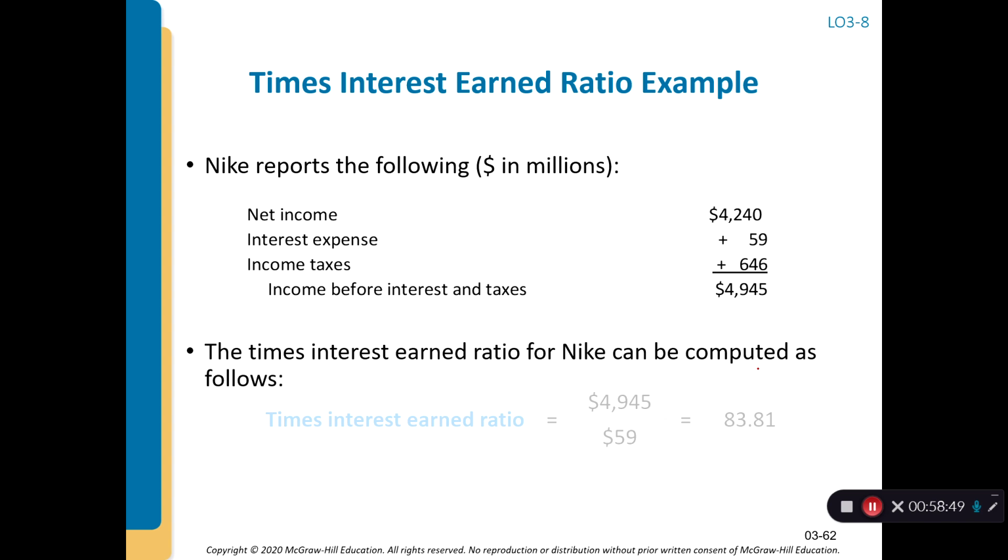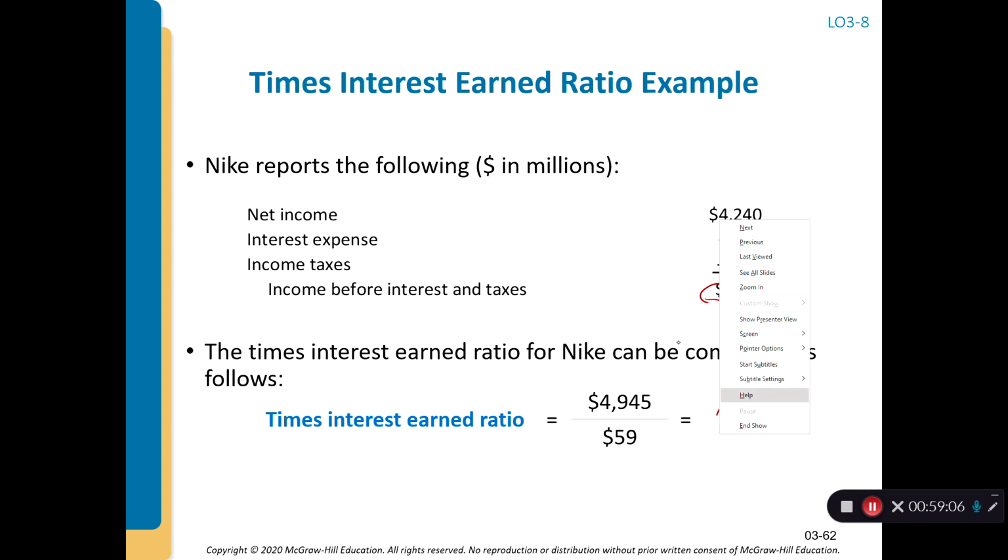So let's look at this example. It is given that net income is 4,240, and then we have to add back the interest expenses and taxes, and that becomes the numerator, right? And then we divide by the interest expenses of 59. We find that the income is 83 times higher than the interest expenses in Nike's case. So therefore, they can pay for the interest expenses fairly easily.